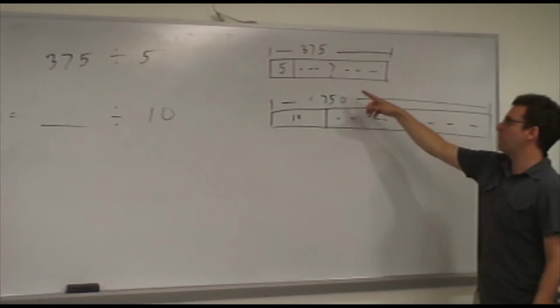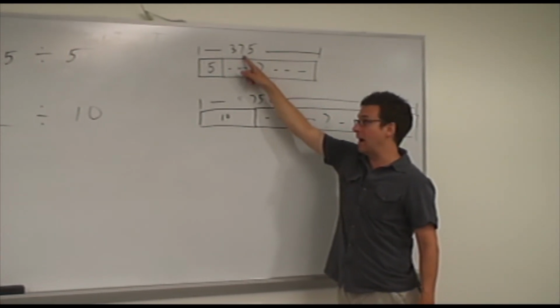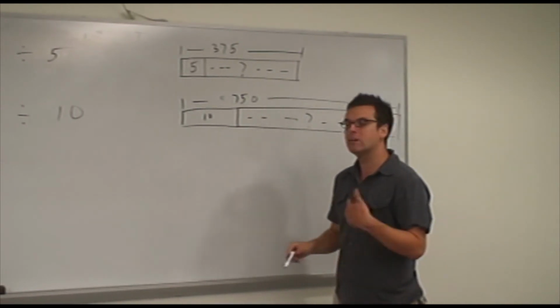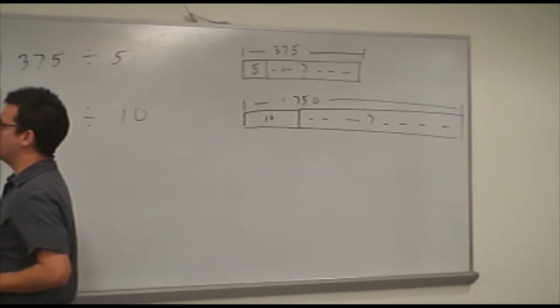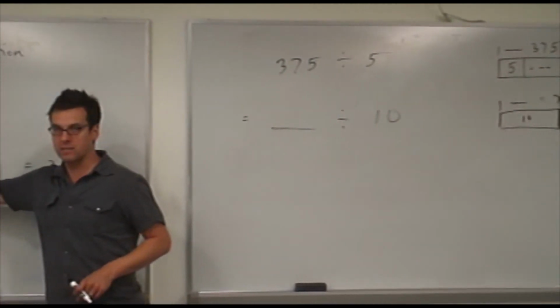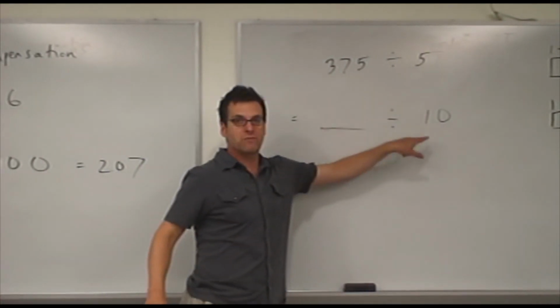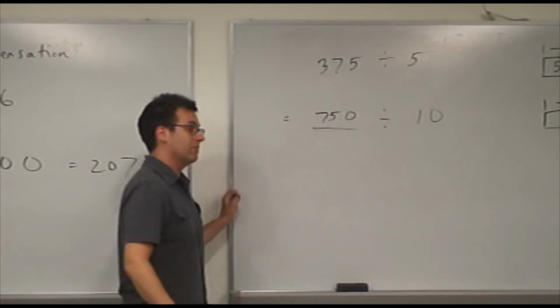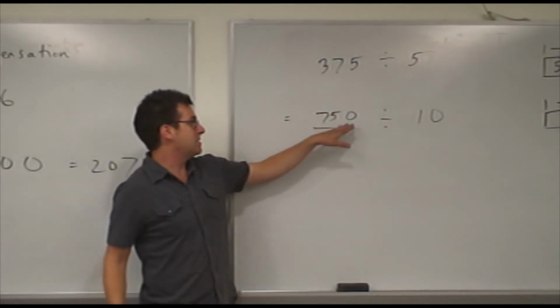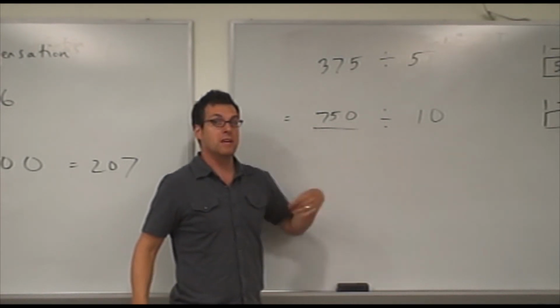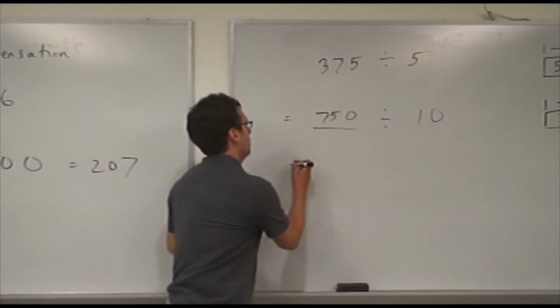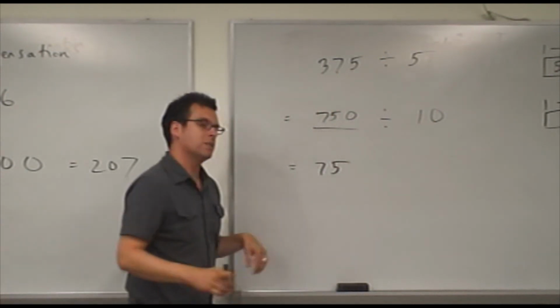So the same number of 5s that are going to fit into 375 is the number of 10s that are going to fit into 750. So just like with subtraction, whatever is done to one number arithmetically must be done to the other. If we double this 5 to create 10, we need to double 375 to create 750. Again, 750 divided by 10 is a much easier mental problem than is 375 divided by 5. And that's how we obtain our answer of 75.